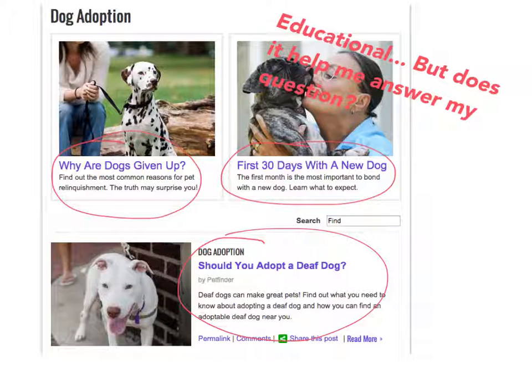So when I click on that tab, this is the page that ends up coming up, and it looks like there are 3 main sections to look at. Why are dogs given up? The first 30 days with a new dog, and dog adoption. Should you adopt a deaf dog? So these are all different articles about dog adoptions.